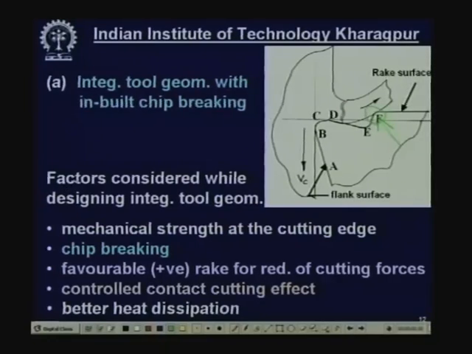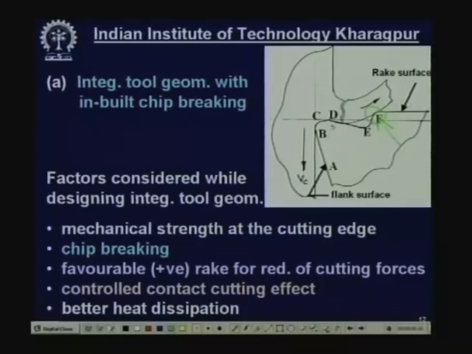Now, while making this chip break, other factors are also taken into account to derive the benefit. That means factors considered while designing integrated tool geometry. Why is it called integrated tool geometry? The inbuilt chip breaker plus some other features which will provide further benefit. What are those factors? These factors are mechanical strength at the cutting edge. The cutting edge, if left very sharp, will become mechanically weak.